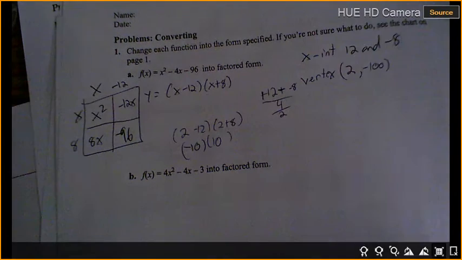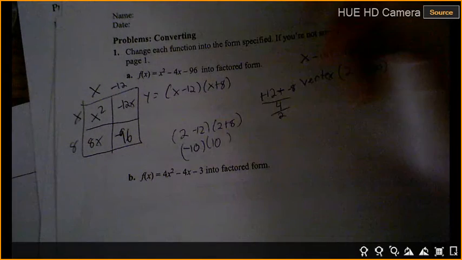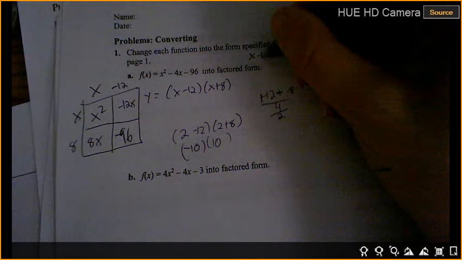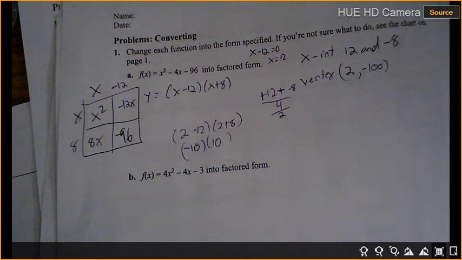Yes? So, why is it positive 12 and then negative 8? Because it's the opposite of these. Because we go x minus 12 equals 0, so we get x equals 12, because we'd have to add it to both sides. Okay, so it's telling me where it is.